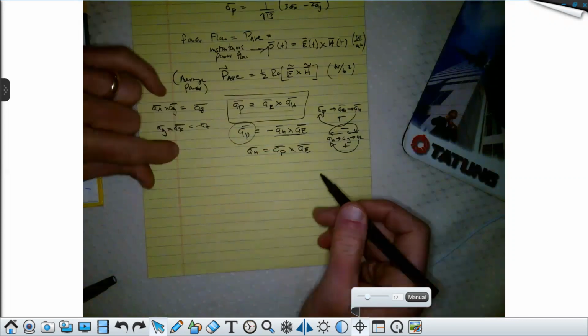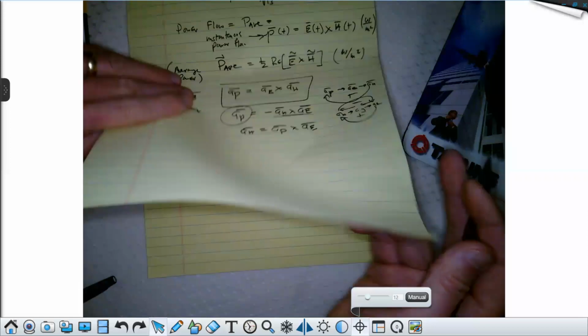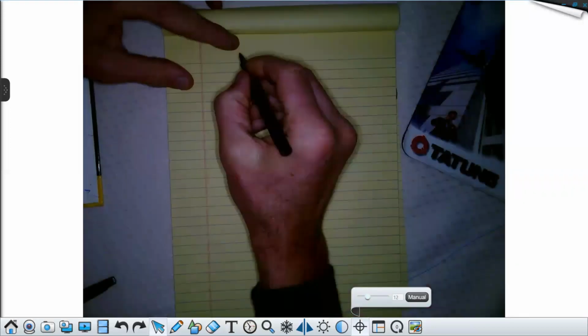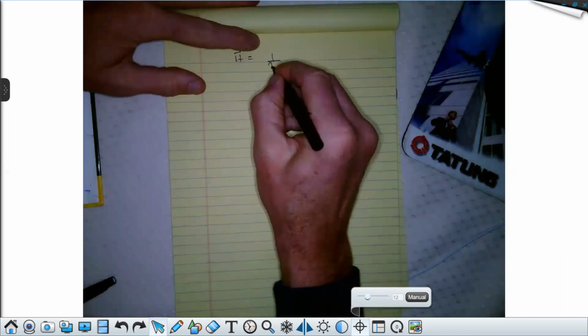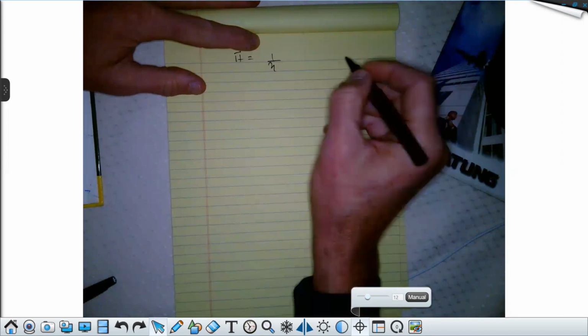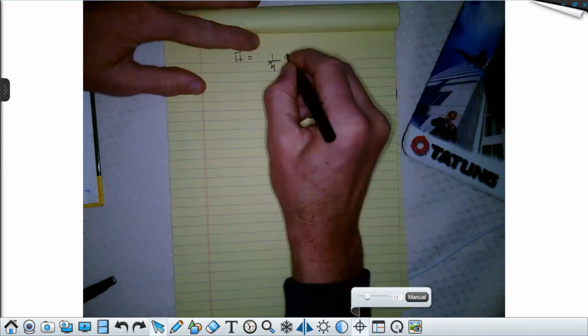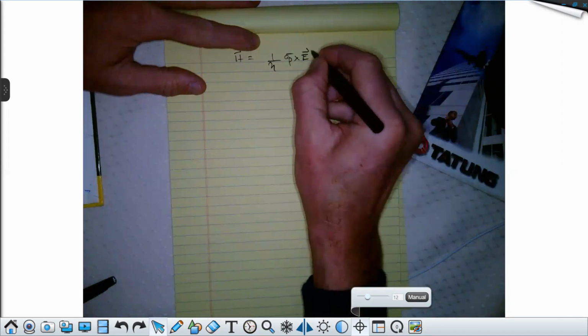Back to this thing. Now that I've showed you, I let the cat out of the bag. If you have your books, here's how we do it. We say that H in general, they wanted H, that's equal to 1 over the intrinsic impedance. I did cover the intrinsic impedance, didn't I, guys? Right? Yeah. 1 over the intrinsic impedance of the region. Then it's going to be a unit vector in the direction of propagation crossed into the E field. That's how you get the H field.